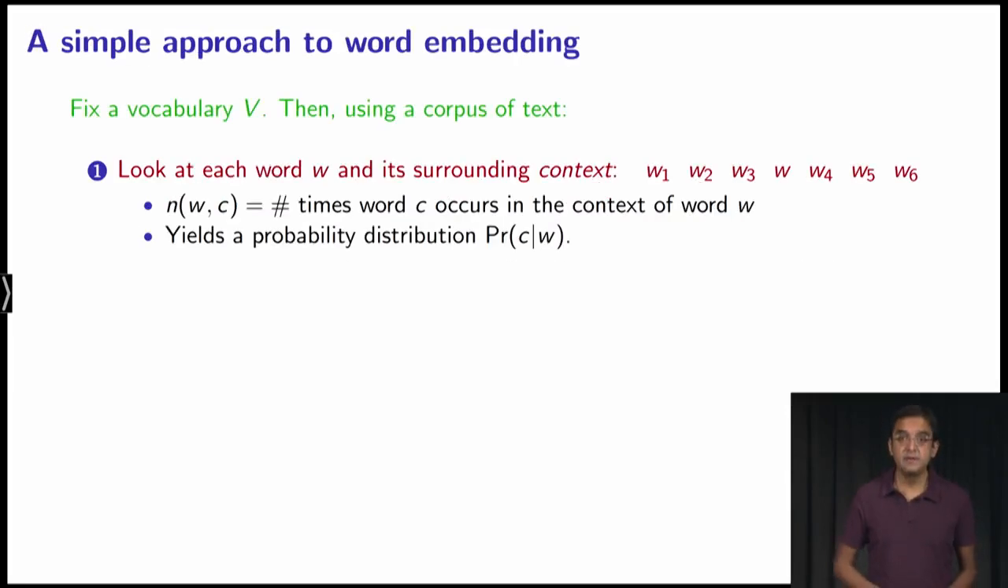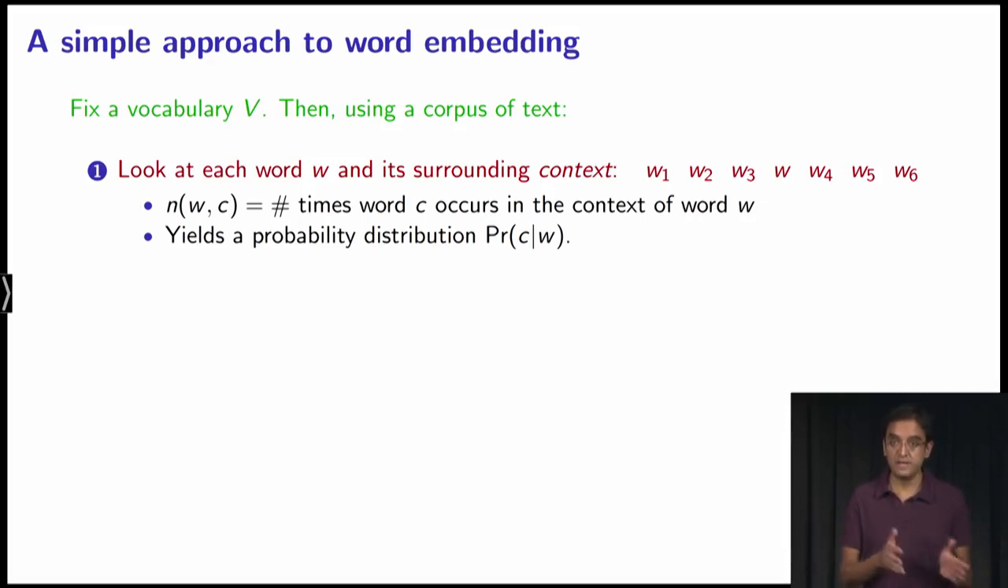So let's look at a very simple and specific way in which this might be done. The first step is to fix a vocabulary, call it V. Maybe a vocabulary of 10,000 words, maybe something much larger. We also need to fix a corpus of text. We could, for example, use the Brown University Corpus of American English, which is a corpus of moderate size, or something that is orders of magnitude larger, like the Wikipedia corpus.